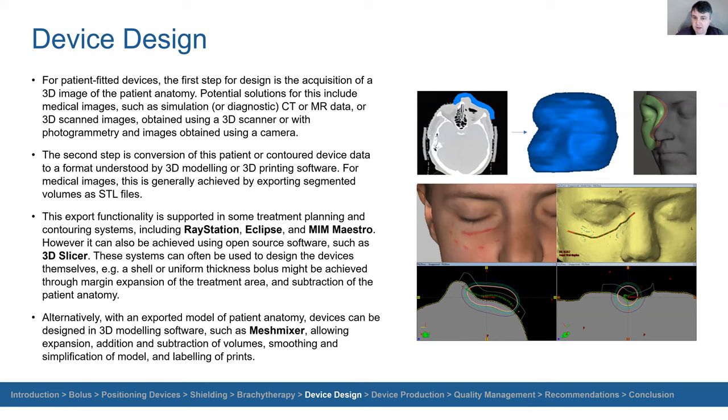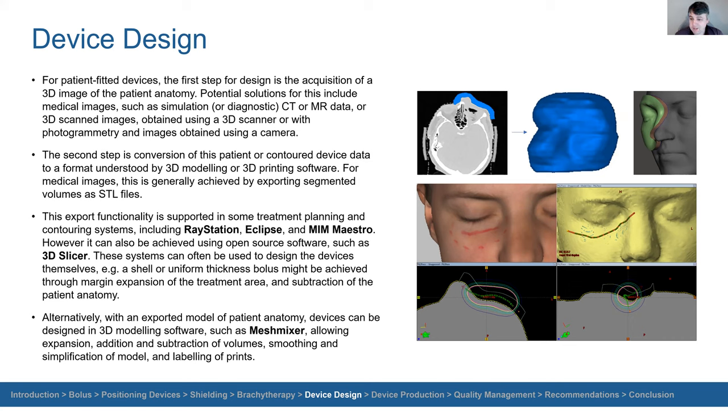Another thing that's available now and is certainly getting easier and easier to do, mobile phones, smartphones often have functionality now for 3D scanning. And certainly there is free online software to do photogrammetry where you can take a few dozen photos of a patient from different angles and get a 3D model of their anatomy.